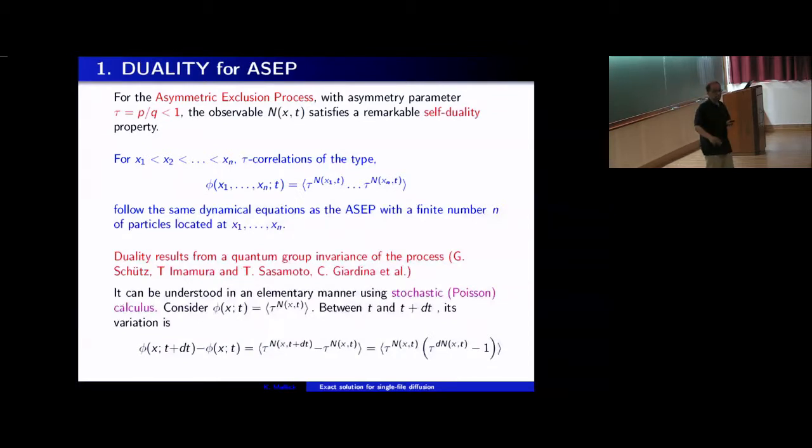So tau is the asymmetry parameter. It has to be different from 1, so it does not include the symmetric case, which is the one I'm interested in, by the way. But for any given asymmetry of jumps, this is true. It's fixed in the whole system. Particles can jump to the left or to the right with an asymmetry tau, p over q, p to the left, q to the right, p over q is fixed.